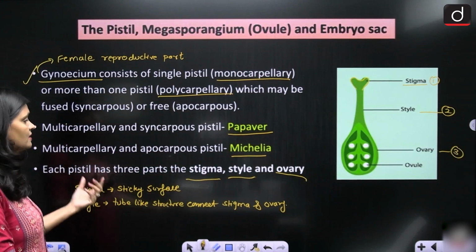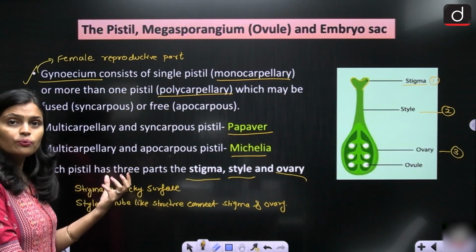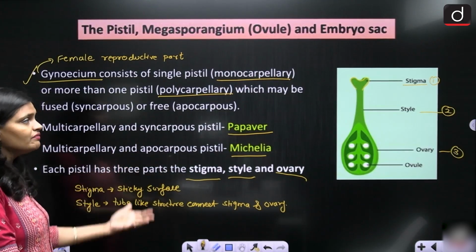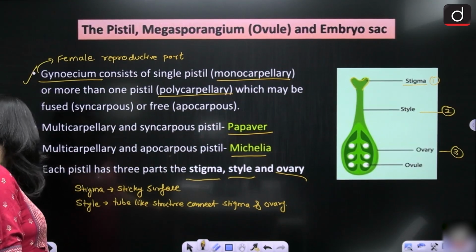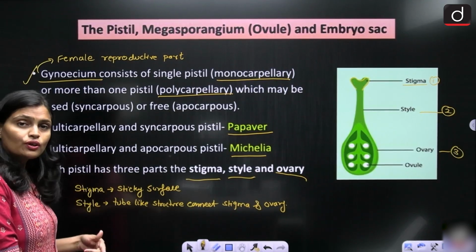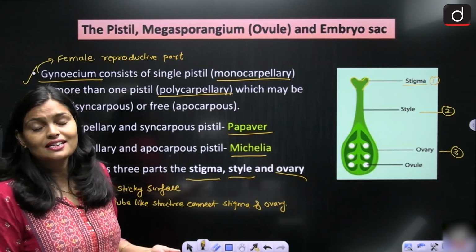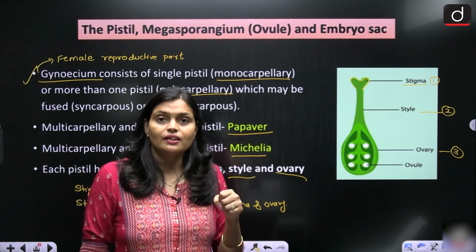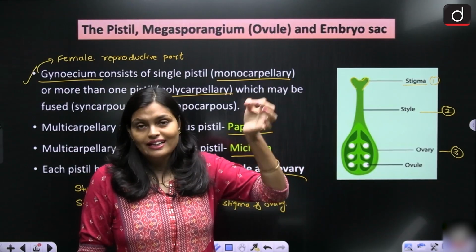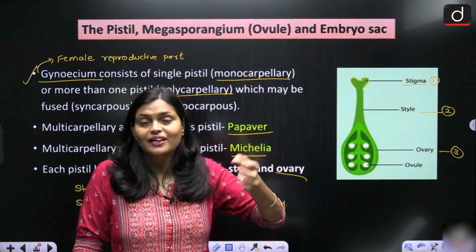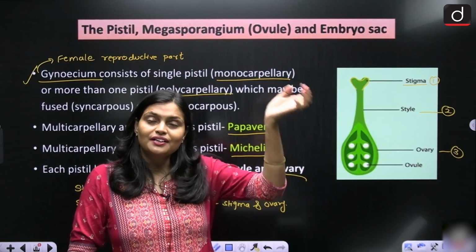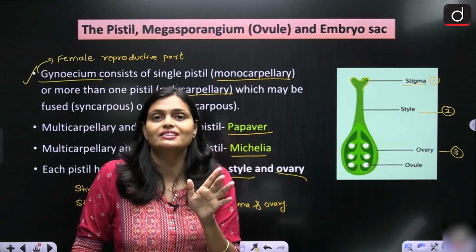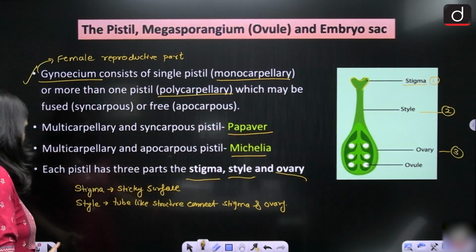Each pistil then has an ovary, and within the ovary you have ovules. Okay, so one by one we will see all the structures. Now stigma is sticky. What is the purpose of its stickiness? The purpose is, if the stigma is sticky, then only the pollen grain attaches to its surface. So for the attachment of pollen grain to the surface of a stigma, the surface must be sticky. So that's why stigma is a sticky surface. Just try to remember this.